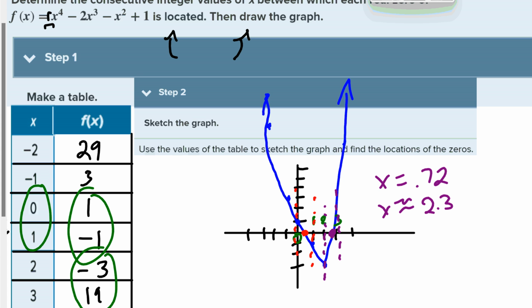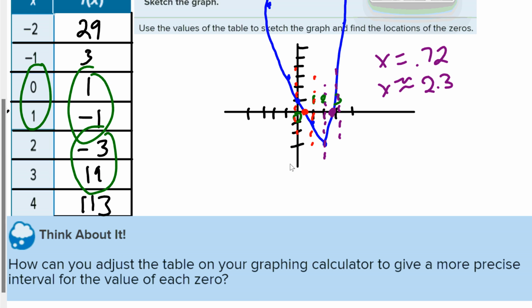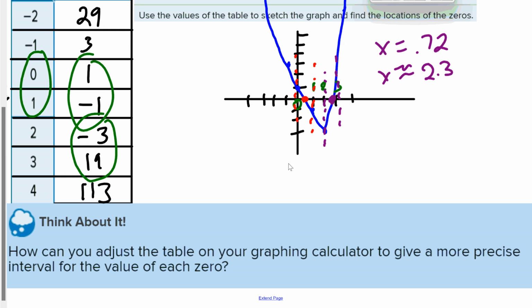Okay, so one thing to think about as you do it is, if I was going to use a table, how can I adjust? So I know I'm in between 0 and 1. What can I push on my graphing calculator in order to zoom in here to see what's happening in between here, right? And we did that in the first chapter too. So think about that.